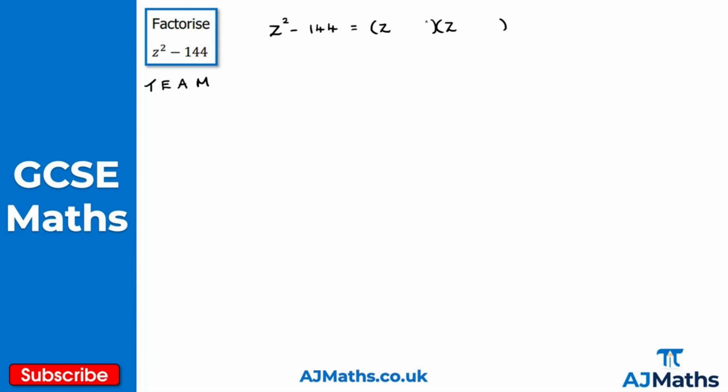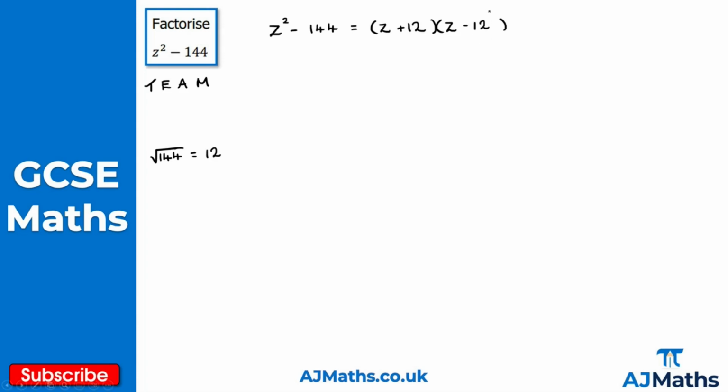But now, how do we identify the numbers that go inside the brackets here? Well, we take this number at the very end. So we take the positive of that number. We're going to take 144 and find the square root of that number. The square root of 144 here, well, that would give us 12. That means one of these will be positive 12, so z plus 12. And the other would be negative 12. So we're going to get z minus 12 there.